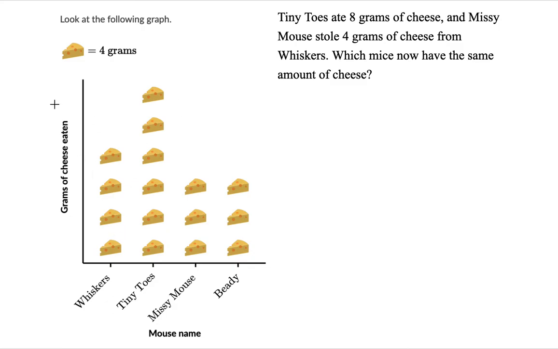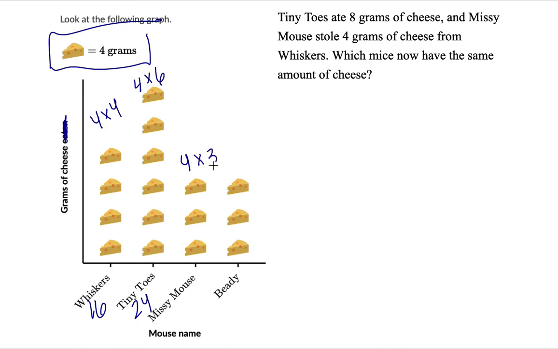Okay. So I changed this problem. We'll say grams of cheese collected, not eaten. So let's figure out our totals. Each one here is 4. So 4 times 4, 16. 4 times 6, 24. And these are both 4 times 3, so 12 and 12.